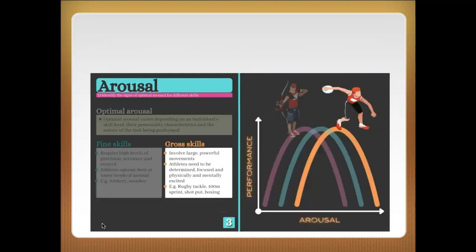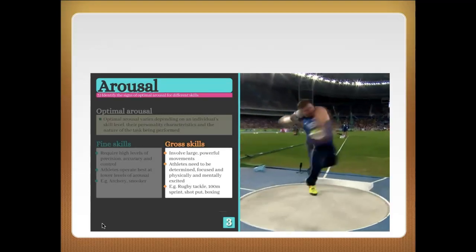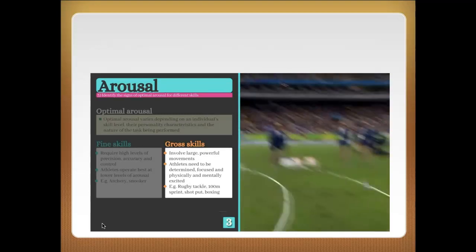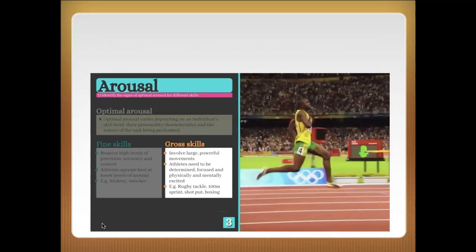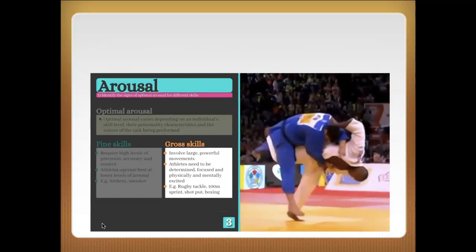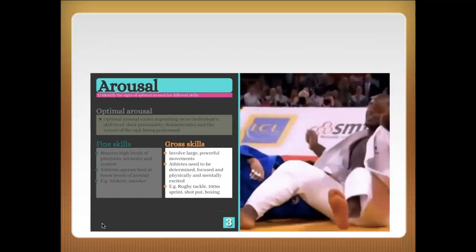Gross skills, on the other hand, for example a rugby tackle, 100-meter sprint, javelin throw, or boxing, require much higher levels of arousal. These skills involve large, powerful movements, and athletes need to be determined, focused, and both physically and mentally excited if they're to perform at the required intensity.